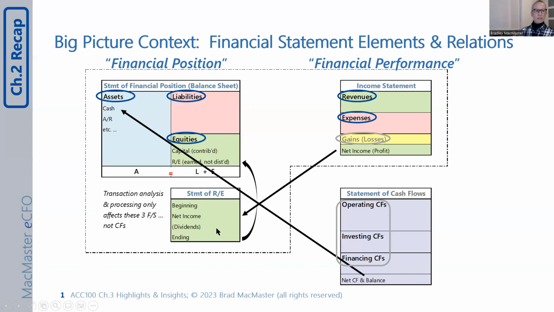Once all of the 3 statements that are within this fence have been prepared by the accounting system, then the accountants prepare the statement of cash flows based on changes in those other financial statements. And the bottom line of the statement of cash flows is the ending cash balance for the year, which must agree with the cash balance that's presented on the balance sheet.